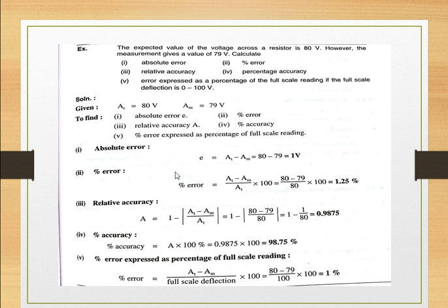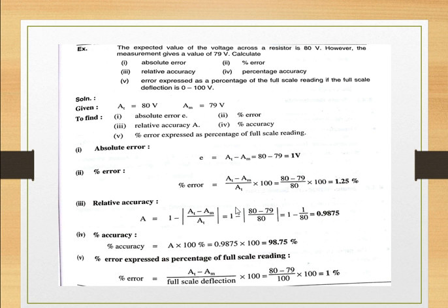Now what do you mean by relative accuracy? That we have discussed earlier. This relative accuracy is given by 1 minus (80 minus Am) divided by 80. Okay, now here we have to do 1 minus (80 minus 79) divided by 80. So 1 minus 1 divided by 80 that we are getting here, and the relative accuracy that we are getting here is 0.9875.